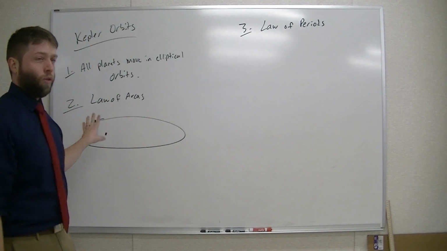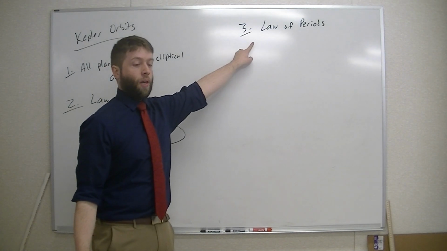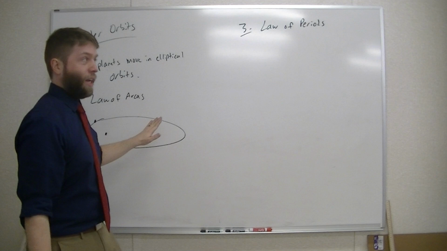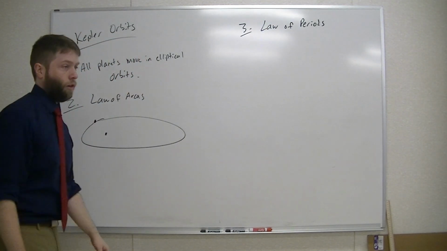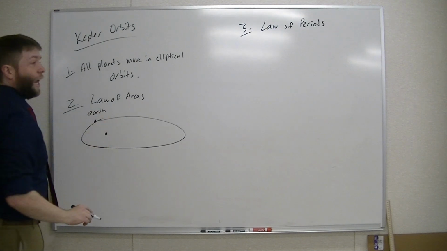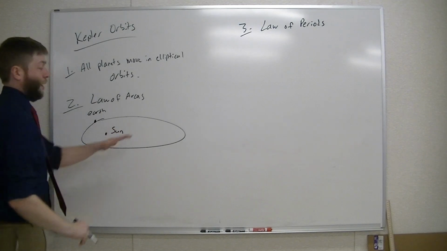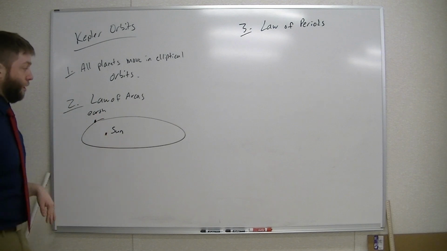The second one is a little weird. It's known as the law of areas, but that allows us to do something very neat up here with the law of periods. So if this one doesn't make sense, it's going to be used up here on the law of periods. The law of areas. Here, let's say I've got the Earth, and it's moving around the sun right here. Again, I've made the elliptical orbit very exaggerated, but bear with me.